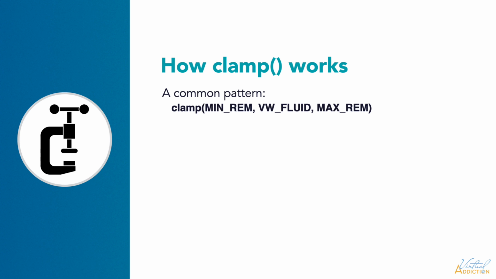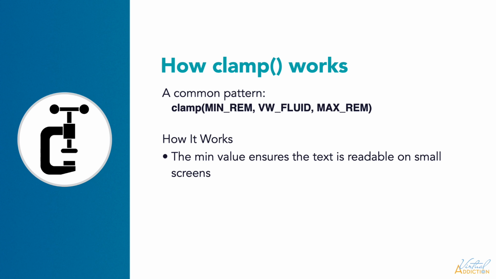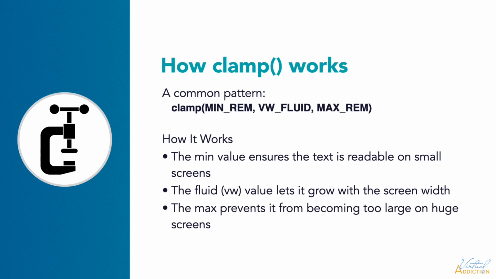How clamp works is, if we use the pattern that I just explained, clamp, and then we put min rem, comma, VW or viewport width fluid, and then we have max rem. The min value ensures that the text is readable on small screens. The fluid, or VW, viewport width, value allows it to grow with the screen width, and the max prevents it from becoming too large on very big screens.